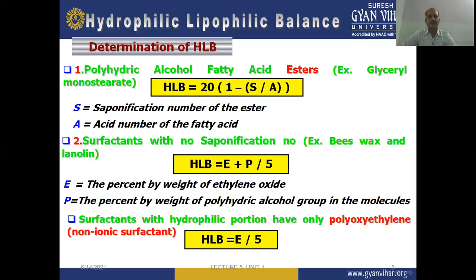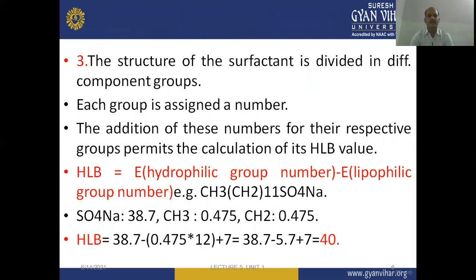Surfactants with a hydrophilic portion having only a polyoxyethylene group, or non-ionic surfactants, then how can we determine the HLB? So the formula can be modified, and the final formula for these types of surfactants with a hydrophilic portion having polyoxyethylene group is HLB equal to E by 5, where E is the percentage by weight of ethylene oxide. So these are some of the formulas for determination of HLB value.